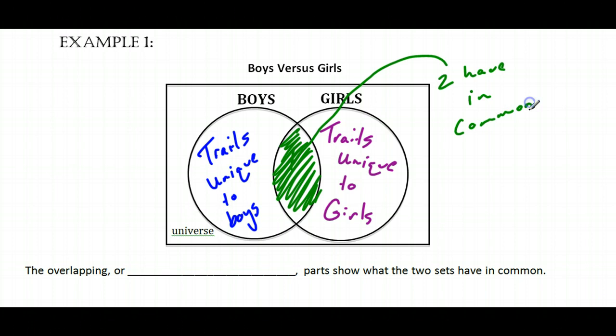Like all boys and girls have 2 eyes. Well, if we said 2 eyes, that would go in both boys and girls. So the shaded section is all of the things that both boys and girls have in common. So the overlapping, or the shaded region, shows what the 2 sets have in common.